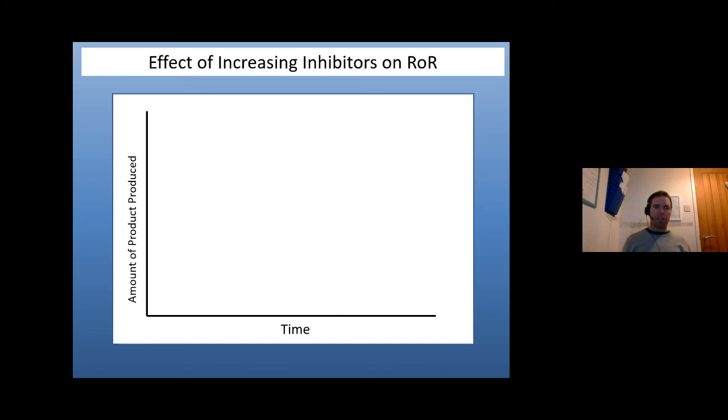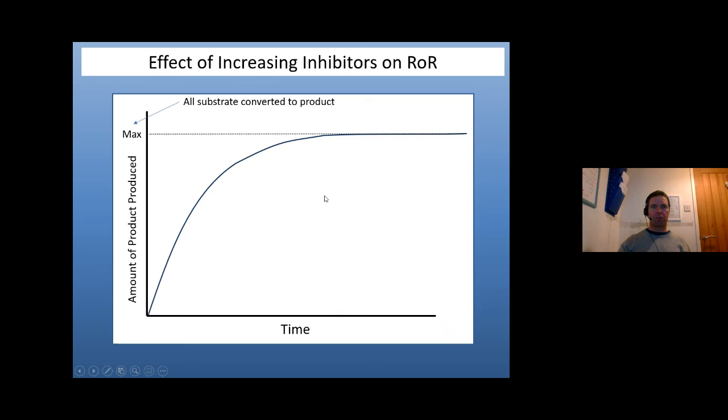So let's have a look, first of all, at a very nice graph to begin with. It's time along the bottom and amount of product produced up the side. There's our standard: all substrate converted to product. What happens when we add an inhibitor? With an inhibitor, it does not matter whether it's competitive or non-competitive, it slows down a reaction. So we've got to be wary of this. That's the graph we're looking at.